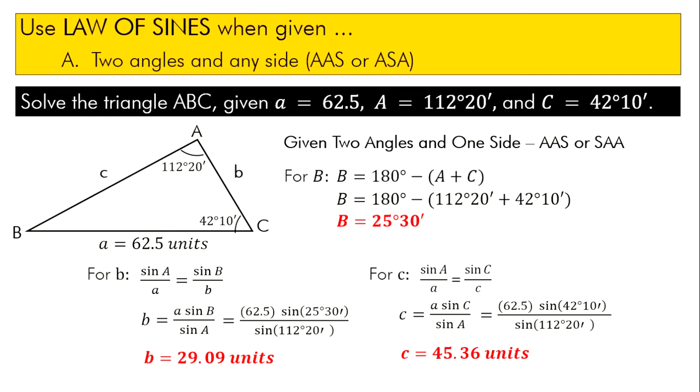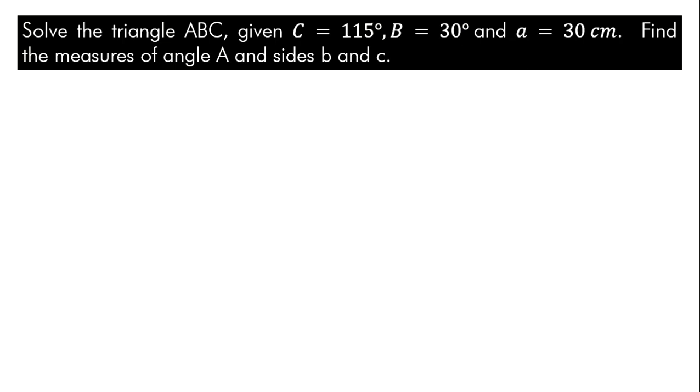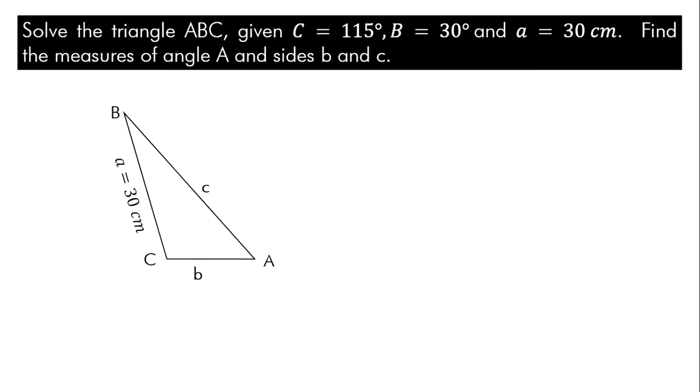Let's have another problem, for the case of angle side angle. Given triangle ABC, we're going to solve for angle A, side b, and side c. We have angle C equal to 115 degrees, angle B that is 30 degrees, and side a that is 30 centimeters. In the illustration, we have side a as 30 centimeters, angle C is obtuse at 115 degrees, and angle B is 30 degrees.